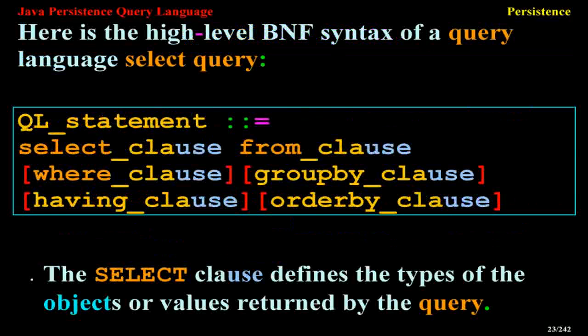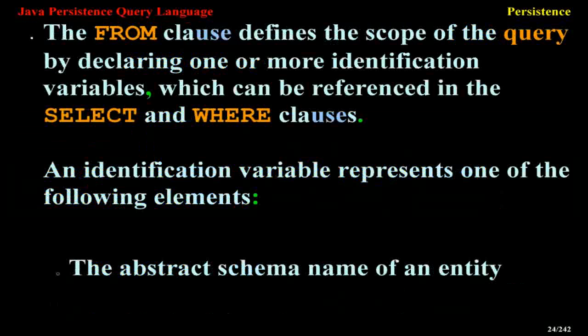QL statement ::= select clause, from clause, where clause, group by clause, having clause, order by clause. The select clause defines the types of the objects or values returned by the query. The from clause defines the scope of the query by declaring one or more identification variables, which can be referenced in the select and where clauses.